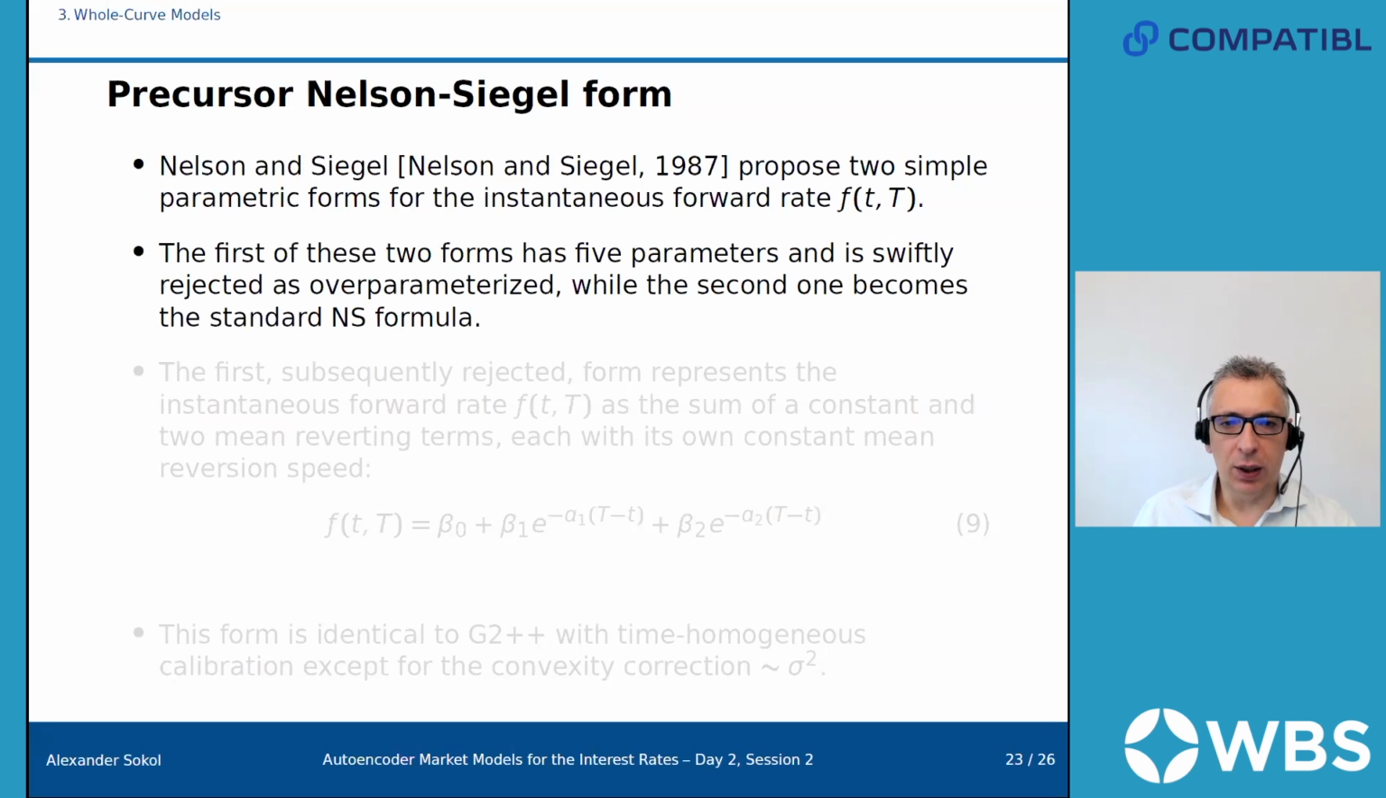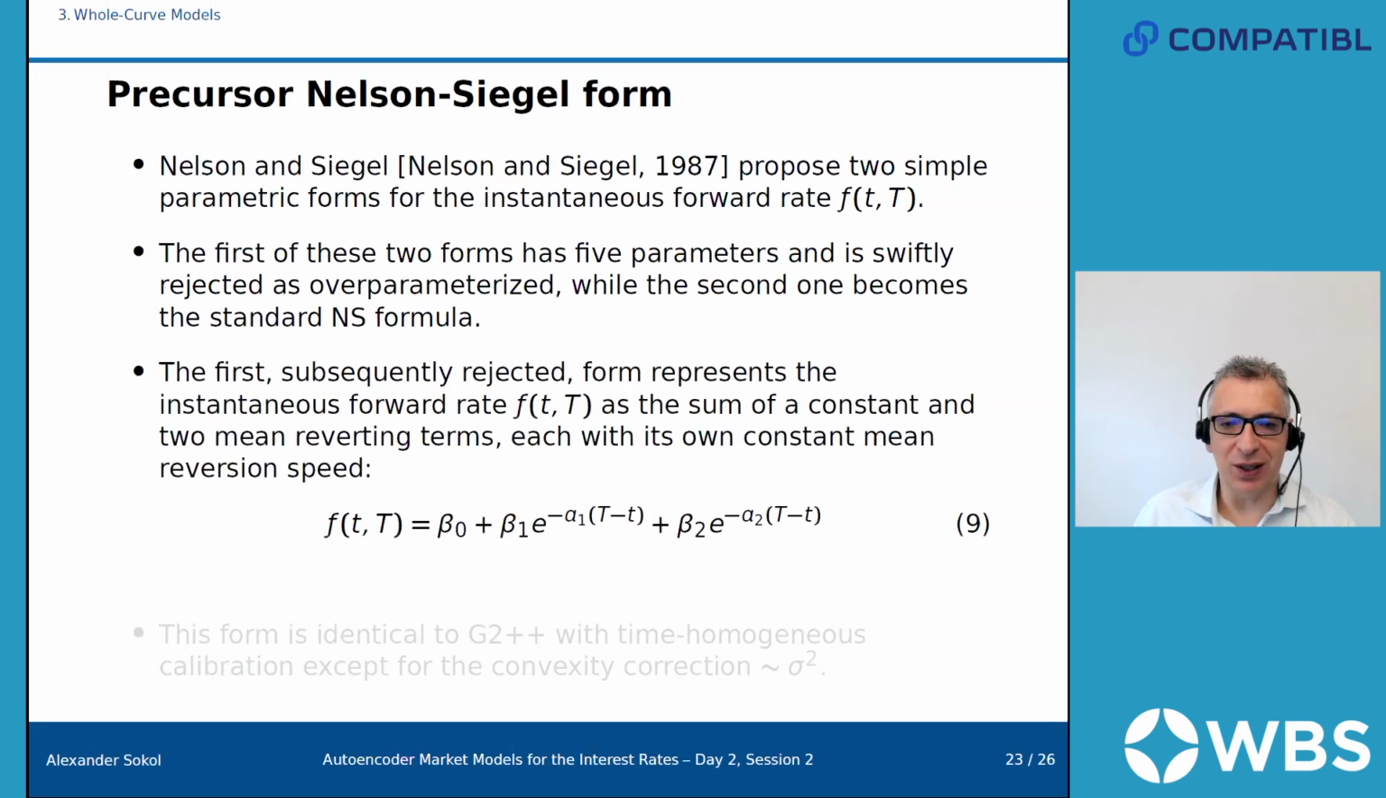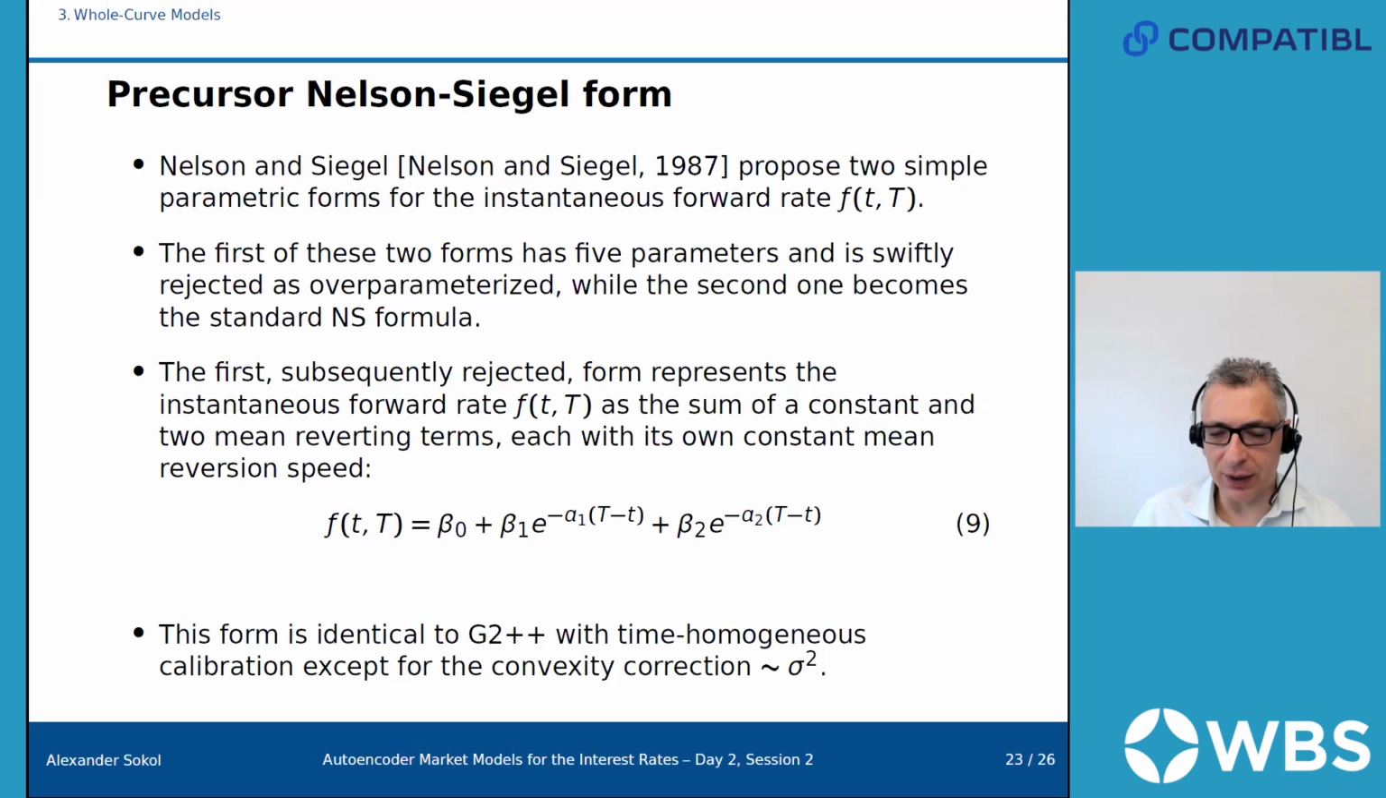All right. So when Nelson and Siegel wrote the paper, if you go back to the original papers, they actually started from this form, which they later rejected. They said that the forward rate is the sum of two exponential terms plus a constant. Well, that's interesting because we've seen it before. Remember, first session, two-factor Hull-White is exactly the same. So in fact, the G2++ gives you the same form if phi is constant, basically if it's time homogeneous.